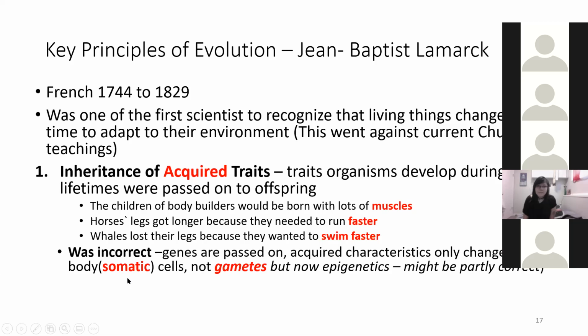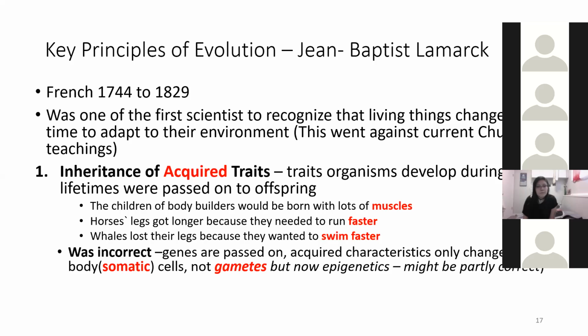He also said that horses' legs got longer and longer over time because they needed to run faster, and whales lost their legs because they wanted to swim faster. So anytime you see a question that talks about an acquired trait or a want or need, that's Lamarck. And truthfully, that was pretty much wrong. It's the genes that are passed on, not the acquired characteristics.